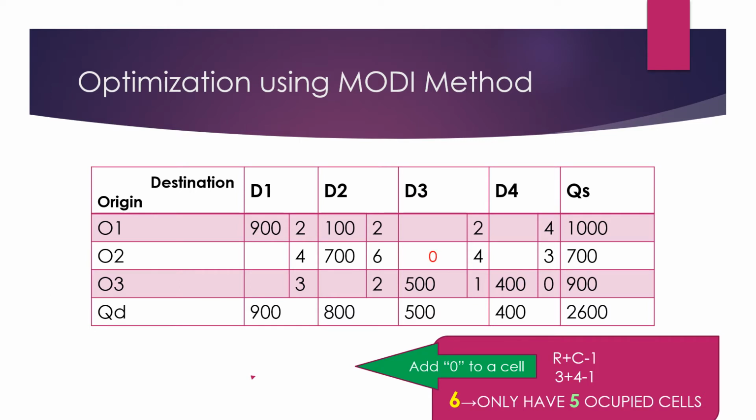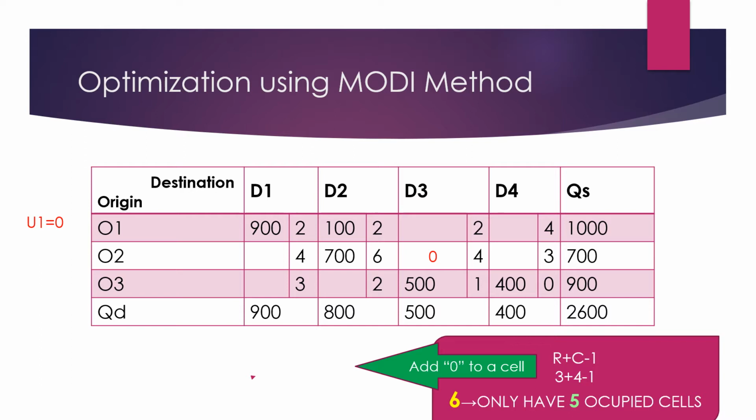Here I have used O2D3 as the occupied cell by using a 0. Then I am going to allocate U values and V values. Here I am assuming that the first row is 0, which means U1 is 0. That is the normal assumption. Then based on that, I will find the V values.